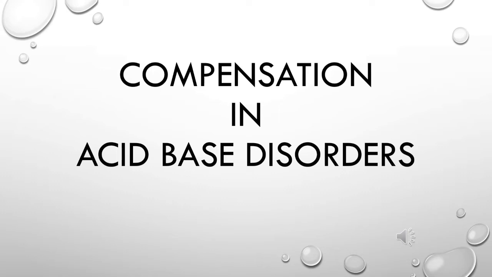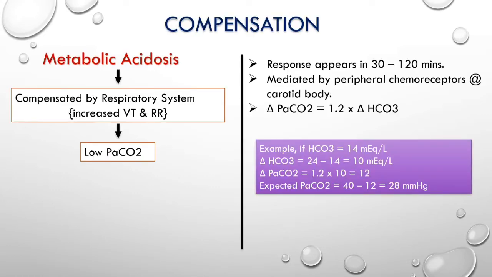The next thing we need to know is how much compensation. These compensations could be too much or too little, indicating a secondary acid-base disorder, meaning a mixed acid-base disorder. Now let us look at how metabolic acidosis would be compensated by the respiratory system. In metabolic acidosis, a low bicarbonate level would cause the pH to be low, and the respiratory system would try to raise the pH by lowering the PaCO2 level.